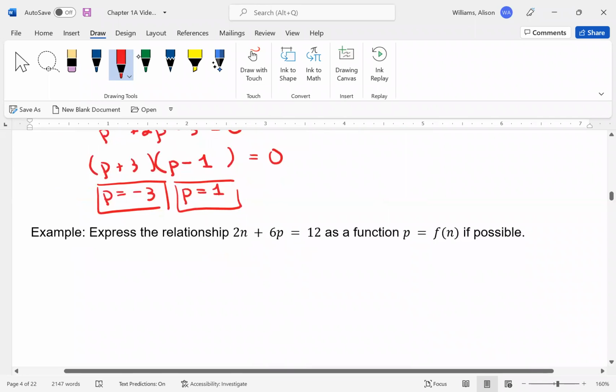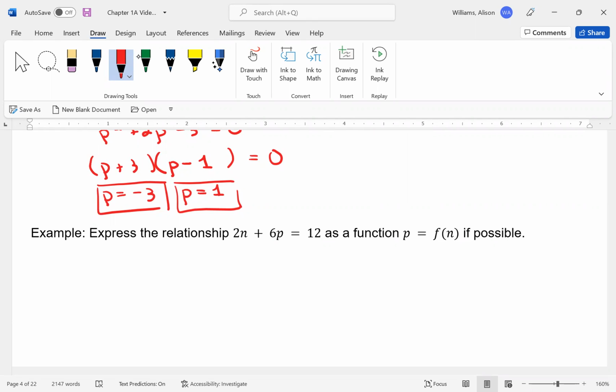All right, now this one is actually saying we want to write this as a function. We want to take this existing equation here and write it in function notation. So here's how we would do that. Since they're saying p equals f of n, we use p as our kind of hint here. We want to get p by itself. We want to isolate p on one side.